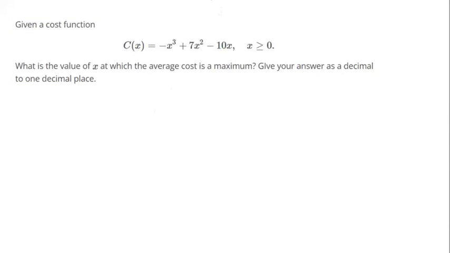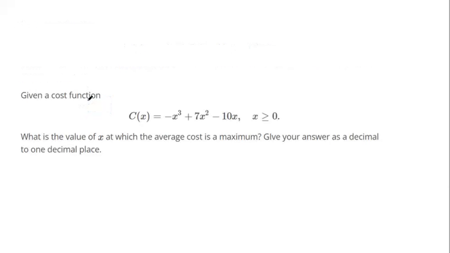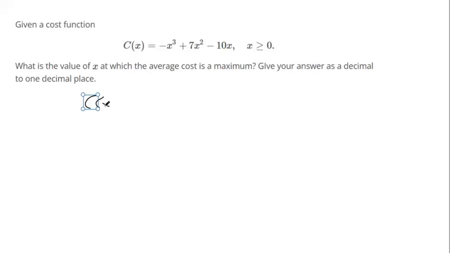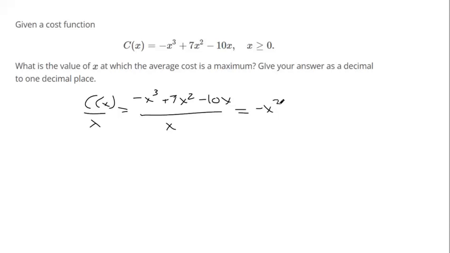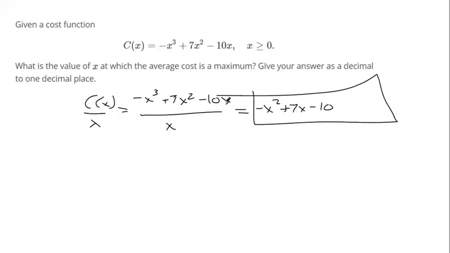Which value of x is the average cost at a maximum? So we need a function for the average cost. Remember, that's where we do c of x divided by x. So that's negative x to the third plus 7x squared, because this is what c of x is, minus 10x, all over x. And then when you simplify, that's negative x squared plus 7x minus 10. That's the average cost. When is this at a maximum? This is a quadratic, right?